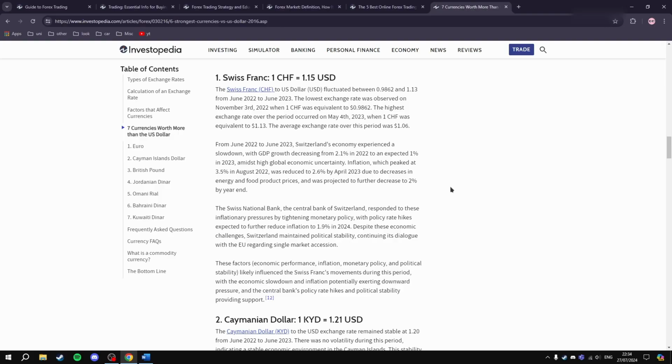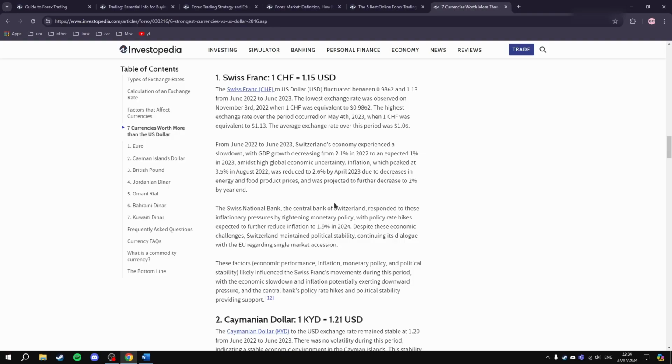Despite these economic challenges, Switzerland maintained political stability, continuing its dialogue with the EU regarding single market accession. These factors, economic performance, inflation, monetary policy, and political stability, likely influenced the Swiss franc's movements during this period, with the economic slowdown, inflation potentially exerting downward pressure, and the central bank's policy rate hikes and political stability providing support.